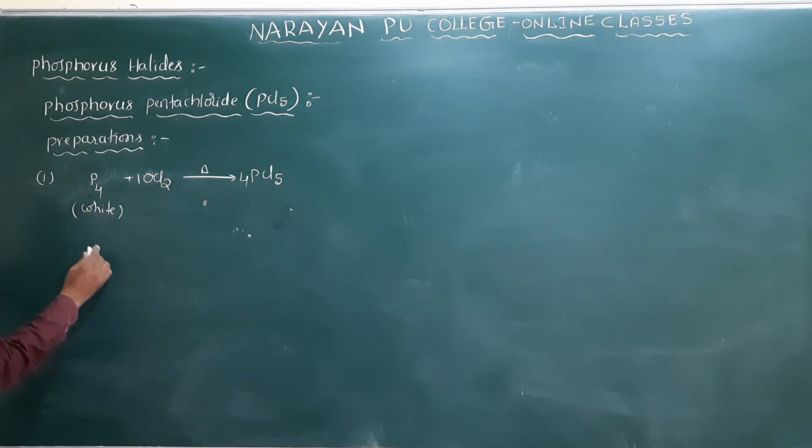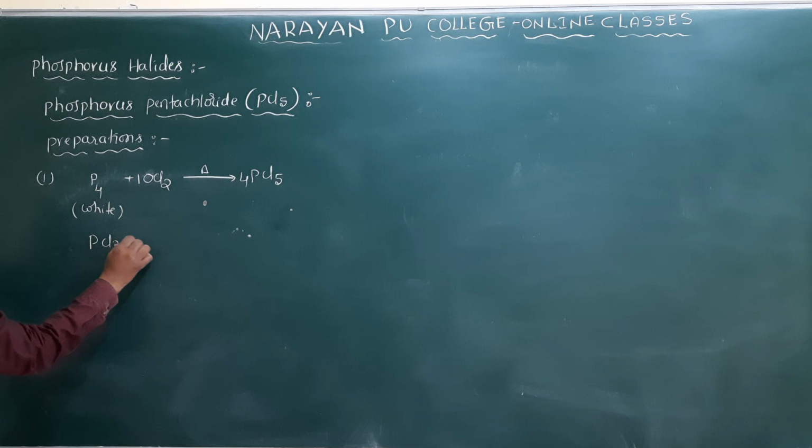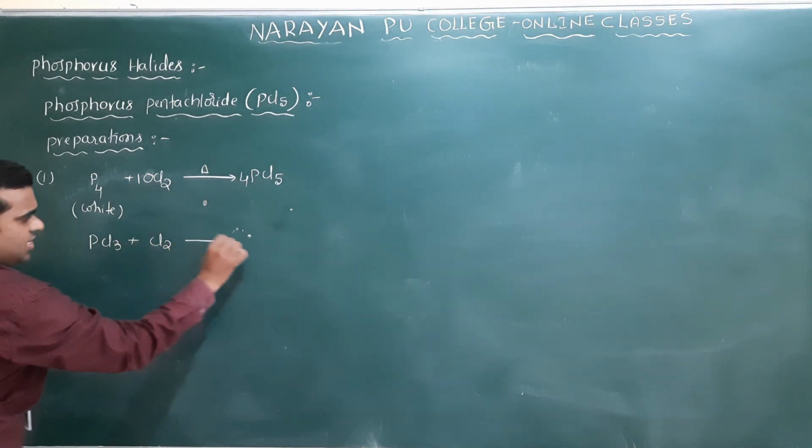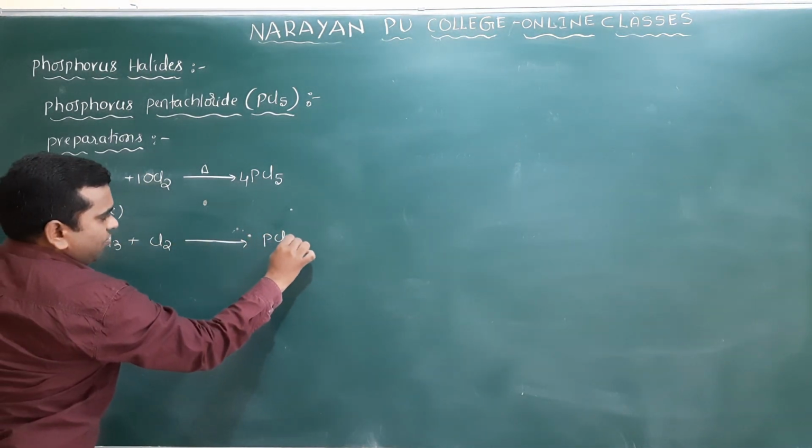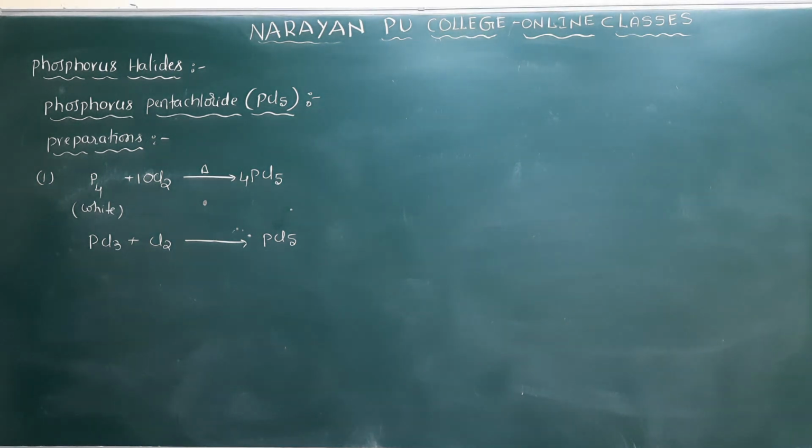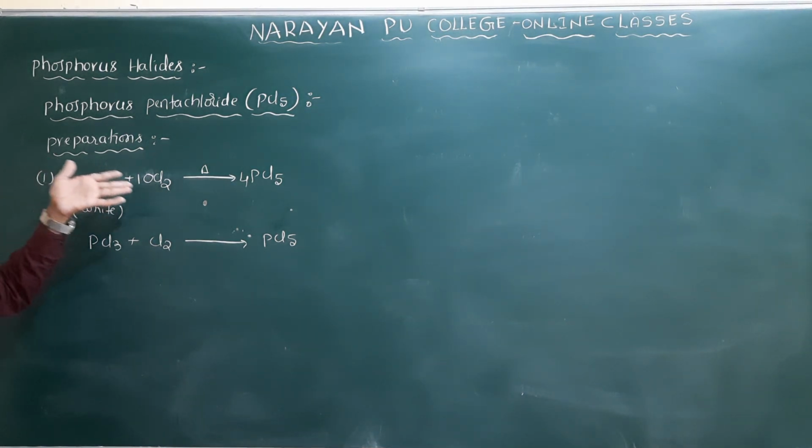Second one: in this one, take PCl3 and treat it with Cl2, then you will get PCl5. This is the first method: direct treatment of white phosphorus with chlorine molecules, or treatment of PCl3 with chlorine, you will get PCl5.